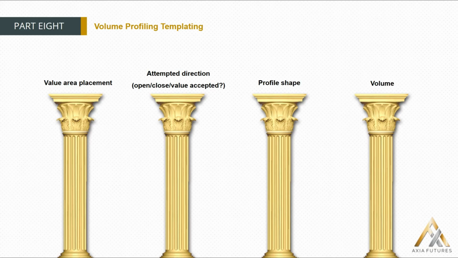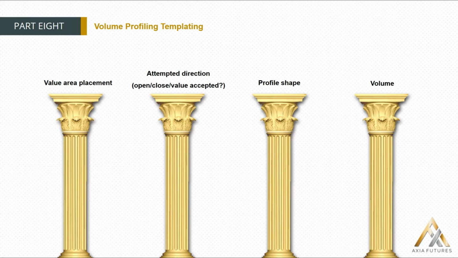So note, the template's broken up into 4 major sections. The first will be the value area placement, so where the value area is trading relative to the previous day and maybe the previous week. Then the template will talk about the attempted direction, so where we open, where we close, and where is value being accepted. So just giving us a little bit of a relative understanding about the attempted direction and who's in control.